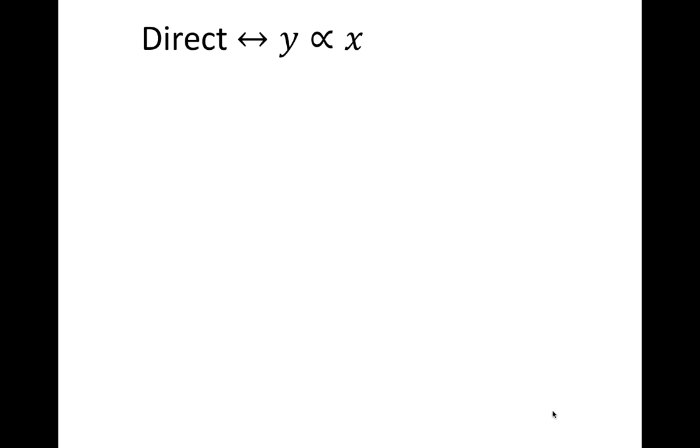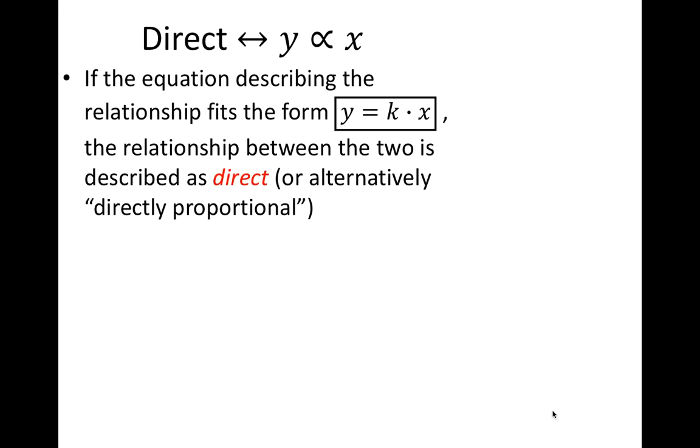The most basic relationship between two variables is a direct relationship. This can also be described as a directly proportional relationship. We will use the symbol that kind of looks like a fish to represent "is proportional to."